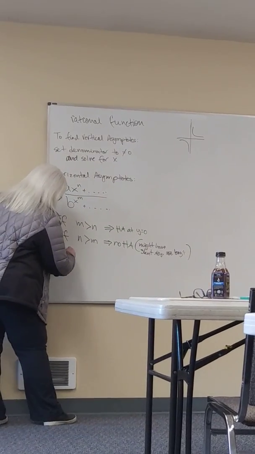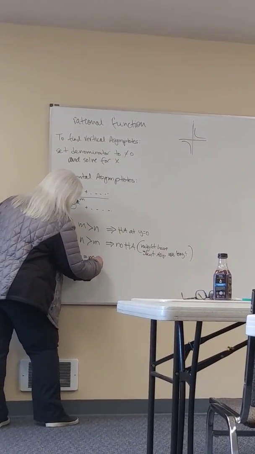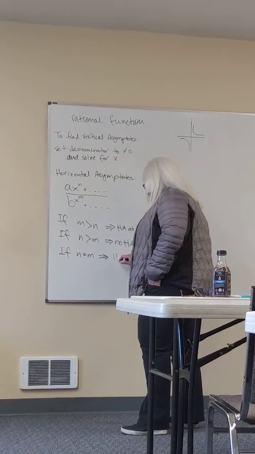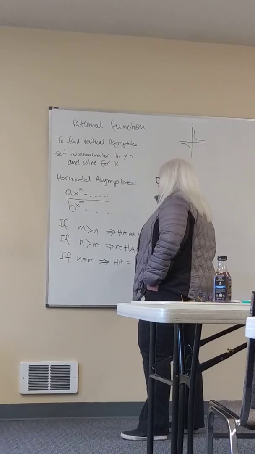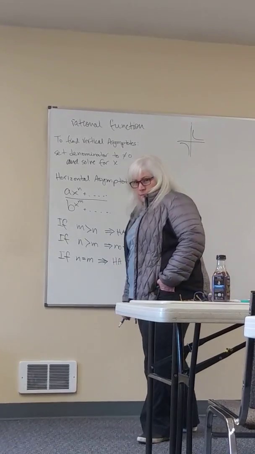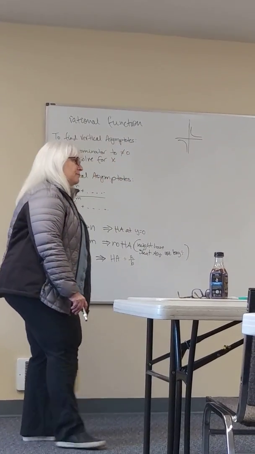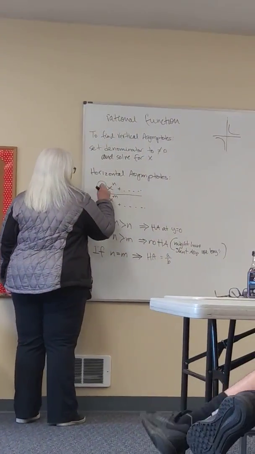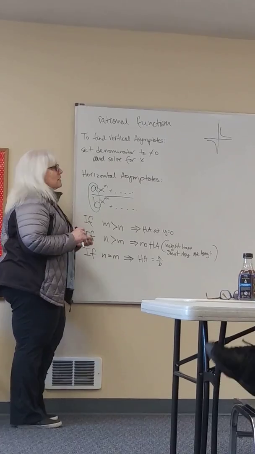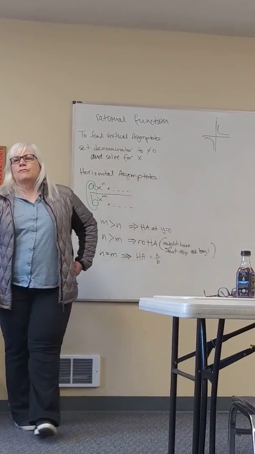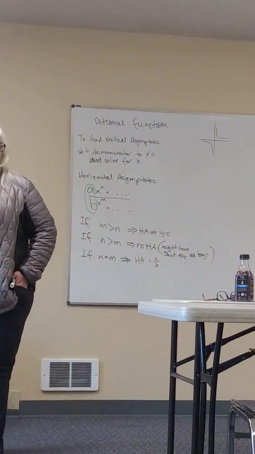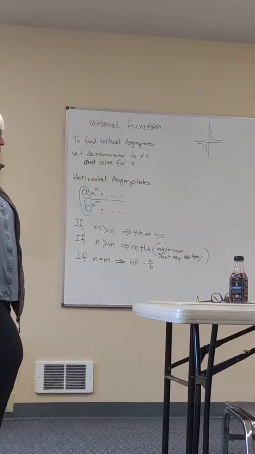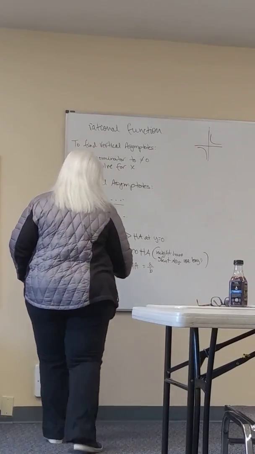And if n equals m, the horizontal asymptote is at a over b. We take the coefficients, right? So if you had, for example, 3x squared over 4x squared, your horizontal asymptote would be at 3/4. Y equals 3/4, okay? What does your note say in the parentheses?